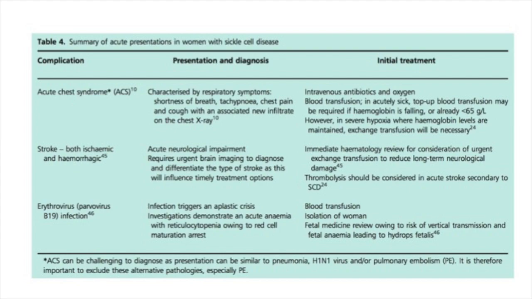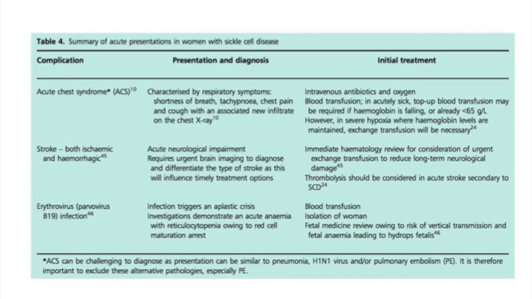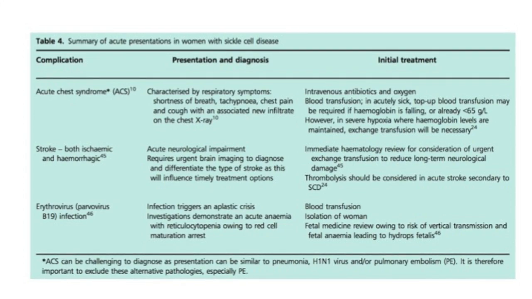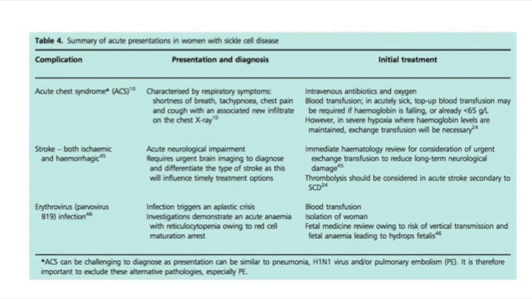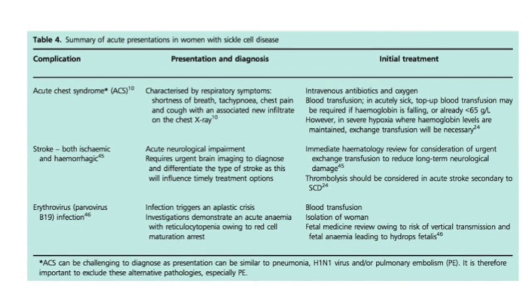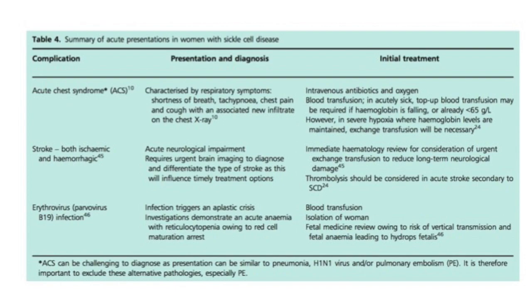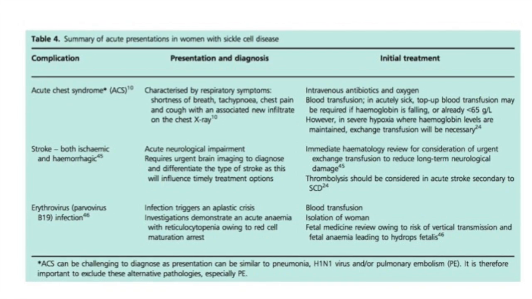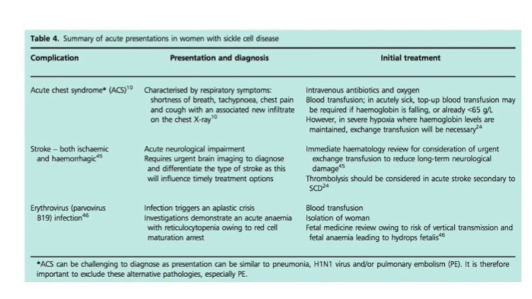Okay, so the next green box is a summary of acute presentations in women with sickle cell disease. So it goes through the complications, presentation and diagnosis, and the initial treatment. So acute chest syndrome, characterized by respiratory symptoms like shortness of breath, tachypnea, chest pain, and cough, with an associated new infiltrate on the chest X-ray. Management is intravenous antibiotics and oxygen.